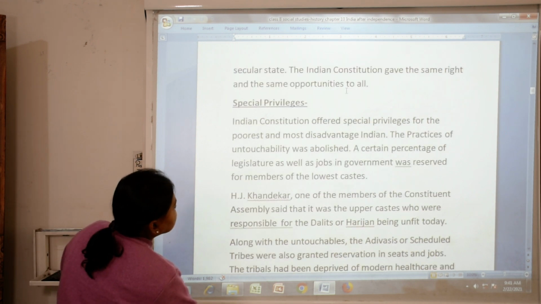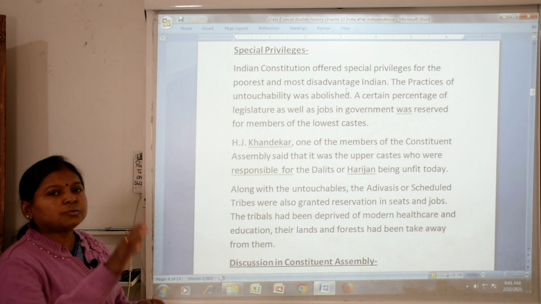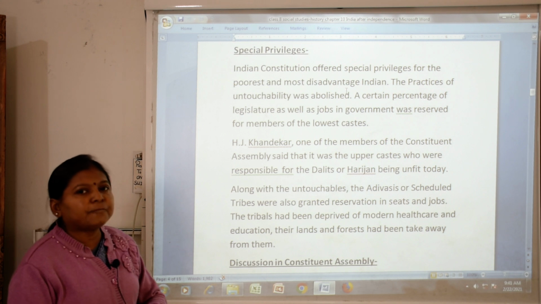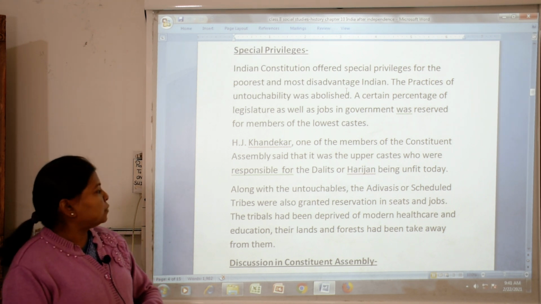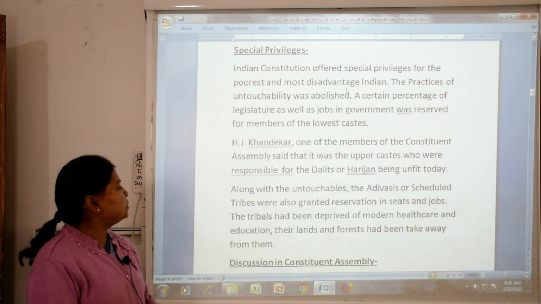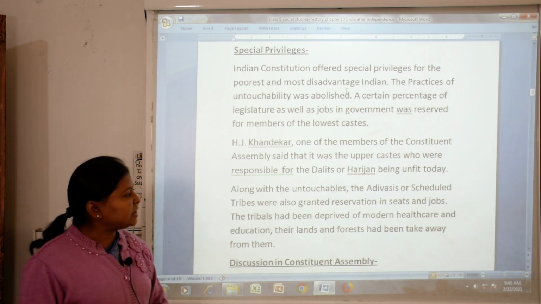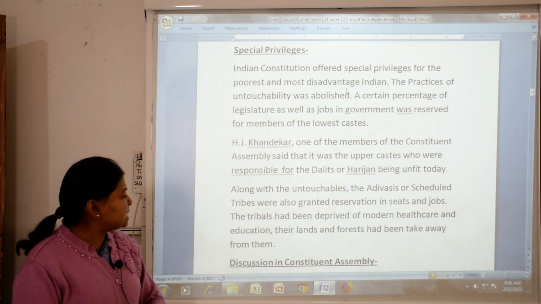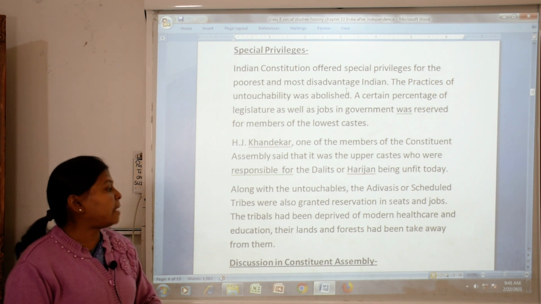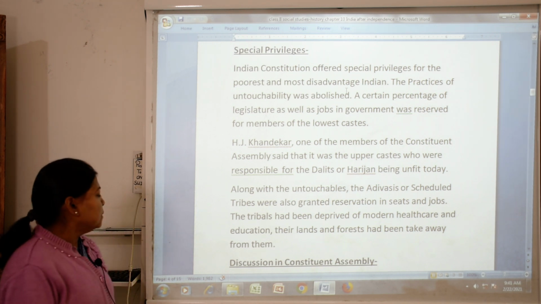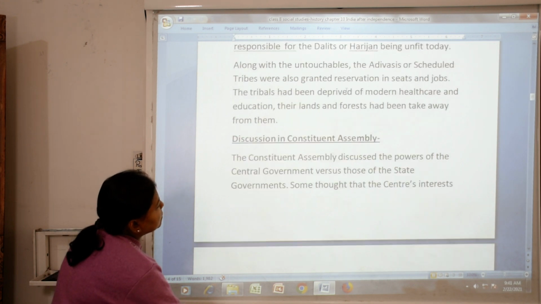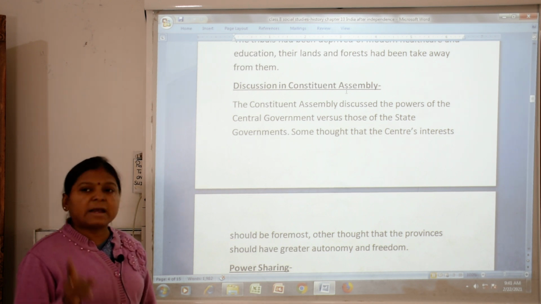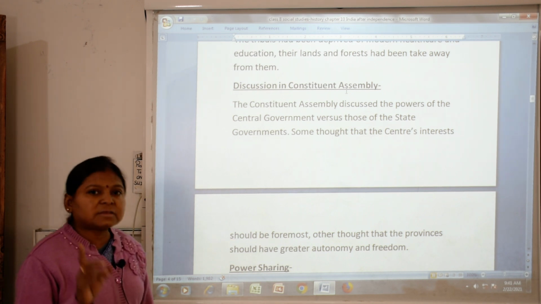Do you know, H.J. Khandekar, one of the members of the Constituent Assembly, said that it was the upper castes who were responsible for the Dalits being unfit today. Along with the untouchables, the scheduled tribes were also granted reservation in seats and jobs. The tribals had been deprived of modern healthcare and education, and their land and forests had been taken away from them. So, what was the discussion in the Constituent Assembly? The Constituent Assembly discussed the powers of the central government versus those of the state governments.